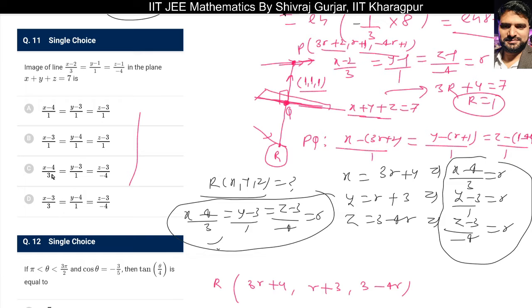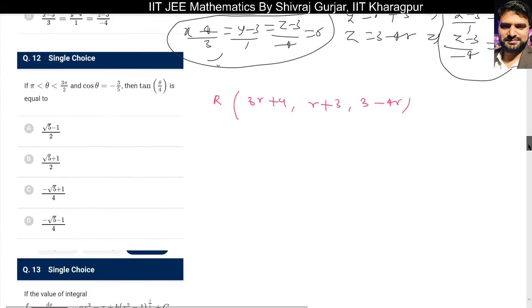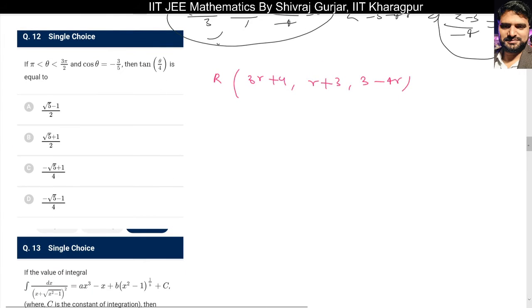So x minus 4, 3, y minus 3, z minus 3. Okay, so C is the answer. Okay, समझ में आ गया. Now next question.